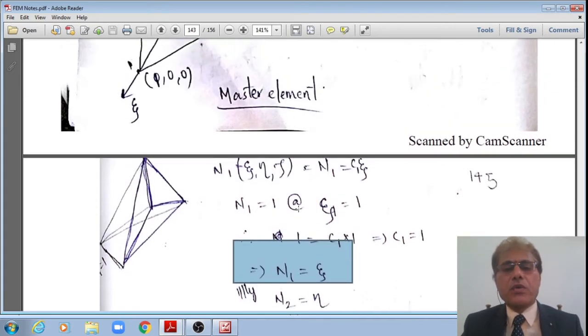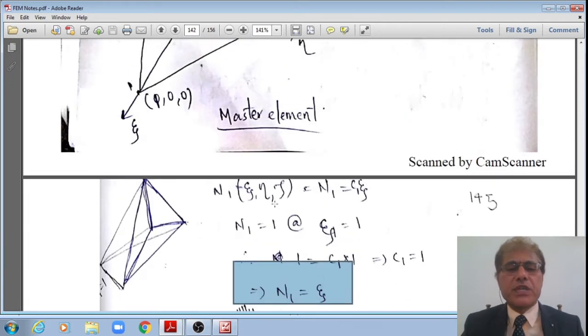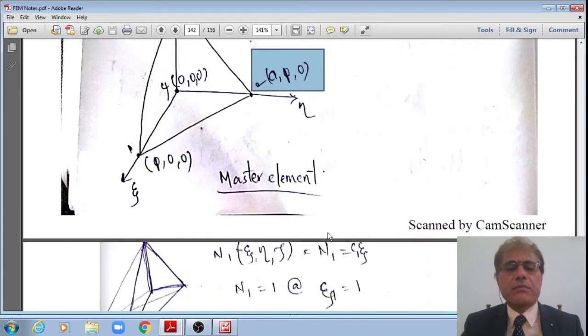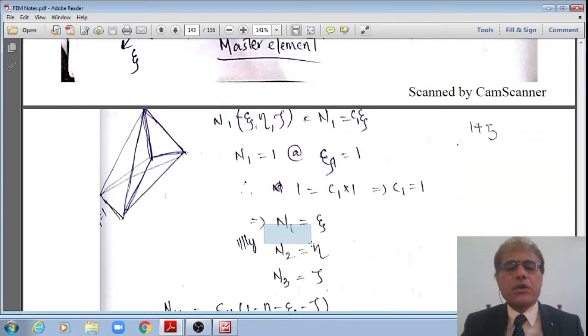Similarly, you can do the derivations of the shape functions for node 2. Node 2 means the plane here is connected by these three nodes 1, 3, 4. There is a triangle. Therefore, the equation of this plane is eta is equal to 0. Therefore, n2 is equal to c2 multiplied by eta. Substituting 0, 1, 0, now I'll get c2 is equal to 1. Back substituting which, I'll get n2 is equal to eta.